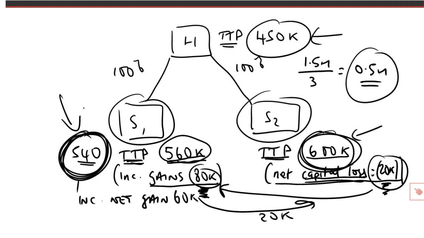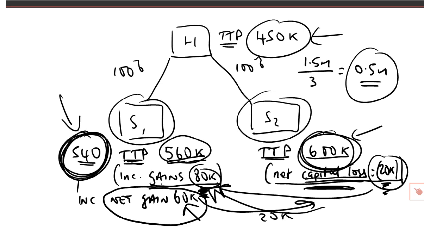But there are no losses. The only loss that existed was the capital loss, and we've already used that to bring down these gains of 80,000 to a net 60,000. But it still left us with 540,000 TTP. So, what do you think we would now do with our matching election? Remember, at this point, we have net gains of £60,000 within S1. The matching election is available.